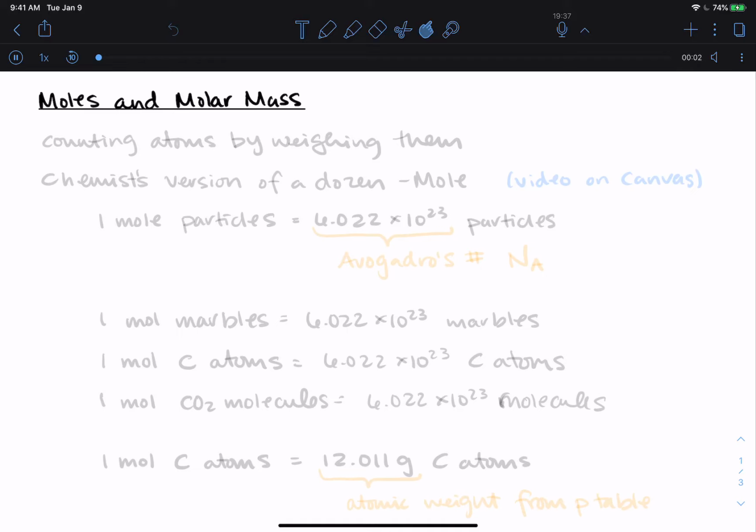So in earlier videos, I have alluded a couple of times that we would get to a different way of counting atoms and accounting for how many atoms were in each type of molecule. And we're finally going to do that. And what I'm talking about is this concept of moles. So moles is a way of counting atoms by weighing them.